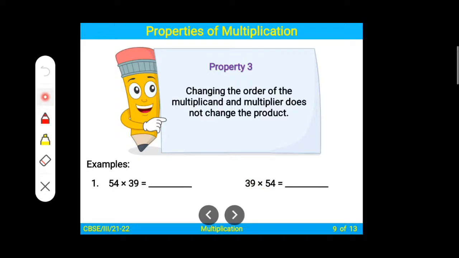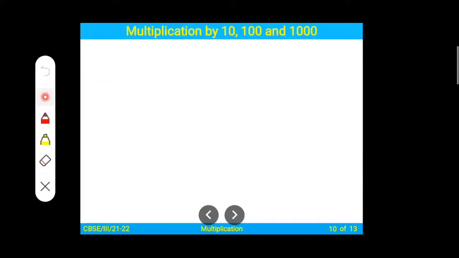You can check by verifying your answer. Both have the same answer. For example, second example, 2482 multiplied by 3 equals 7446, and when you do 3 multiplied by 2482, it also has the same answer, that is 7446. So you can write them with the equals sign. Now there are the 3 properties we learned.